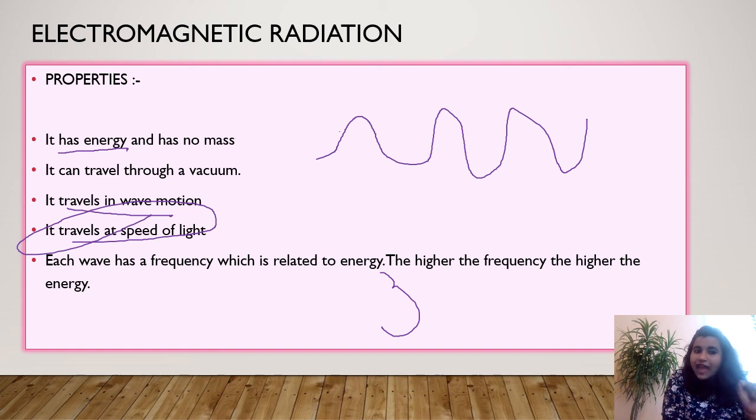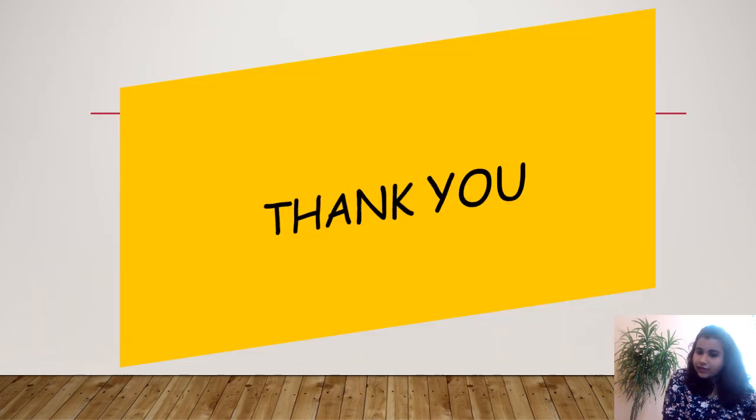Each wave has a frequency which is related to energy, and it is directly related to energy. That means the higher the frequency, the higher will be the energy. But this energy is related inversely to the wavelength. If energy is high, wavelength decreases. If wavelength is high, energy decreases. Right? So that's all for this class.